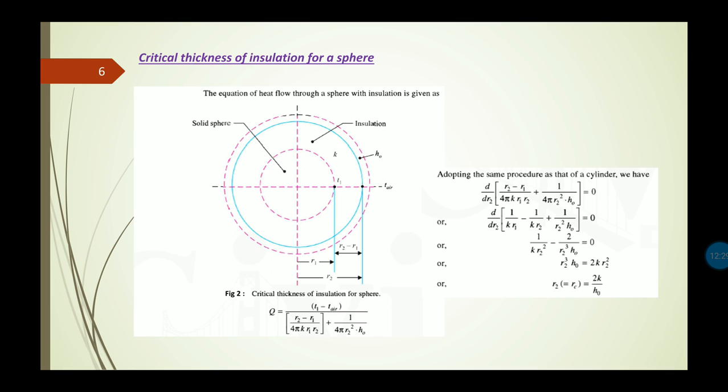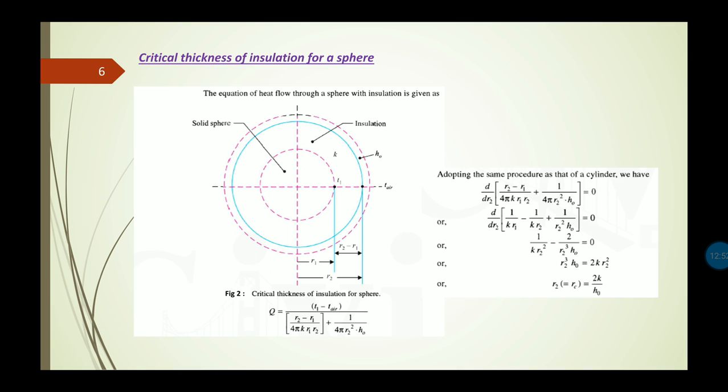Now the insulation has been provided here in this sphere. So the heat transfer will be (T1 minus T air) divided by [(R2 minus R1) divided by 4 pi k R1 R2, plus 1 by 4 pi R2 square h naught].